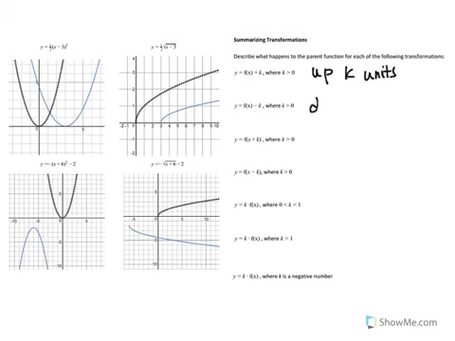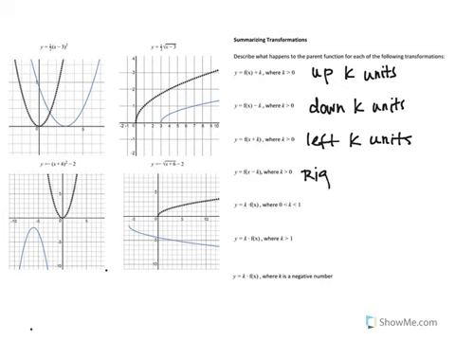Anytime we subtract it, we're going to move down k units. When we are adding k to the x value of the function, this is going to be a left shift. Again, this is just review from, I guess, unit 3. When we subtract inside of our function, inside of our x, this will be right k units.